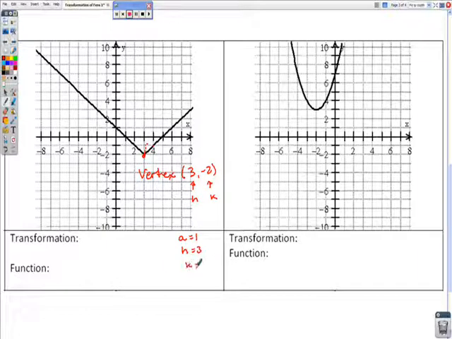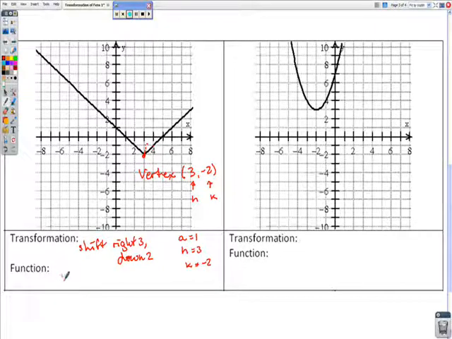Another way is simply to say to yourself, well, if I started at the origin, how would I get to this new vertex? Well, I'd have to go right 3, and then I'd have to go down 2. Okay, so that gives you the transformation. But it's very important that you specify the values of a, h, and k so that you can then write the function itself. Let's do j, just to be different.